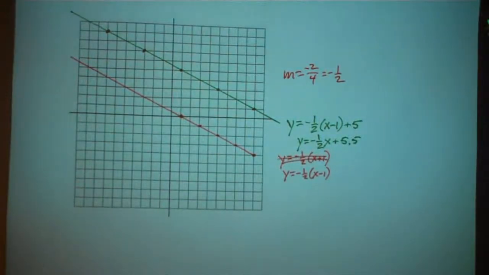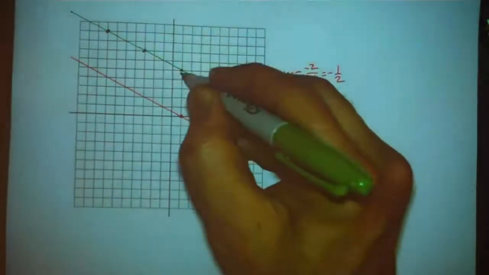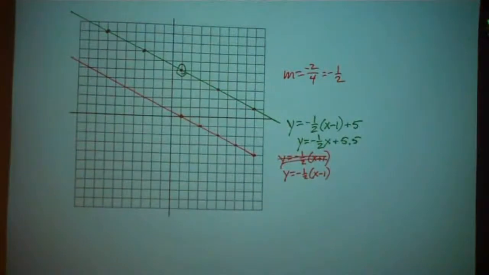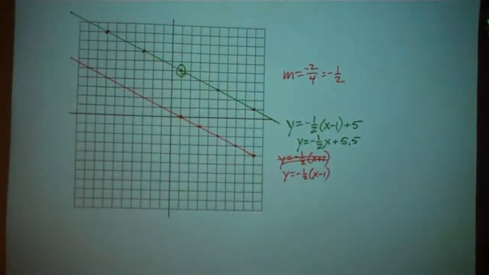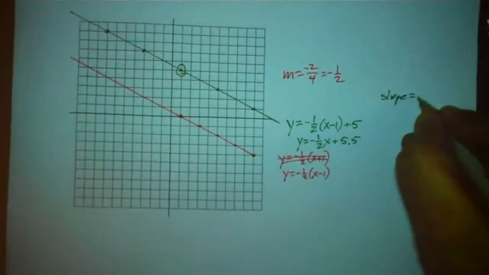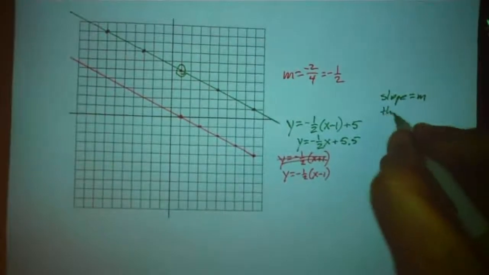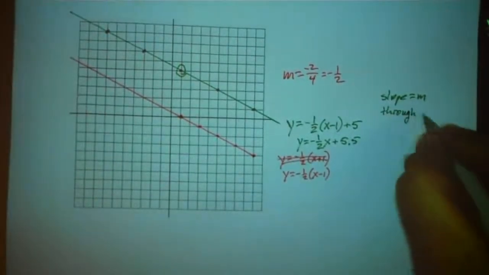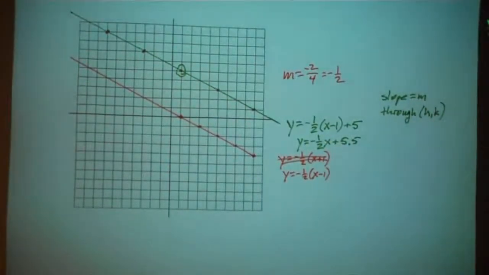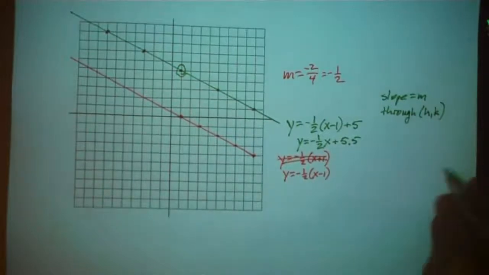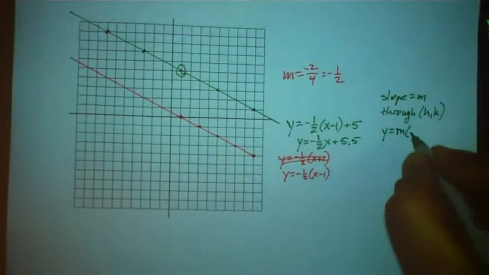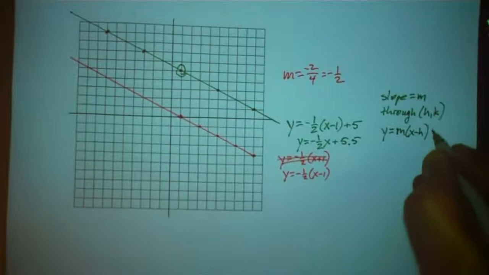What I did is I used this point and I used what is known as the point slope form of the line. Okay? And the point slope form of the line says that when your slope equals m and when the line goes through the point h, k, where h and k are just the x and y coordinates of that point, then you can come up with the equation y equals m times x minus h plus k.